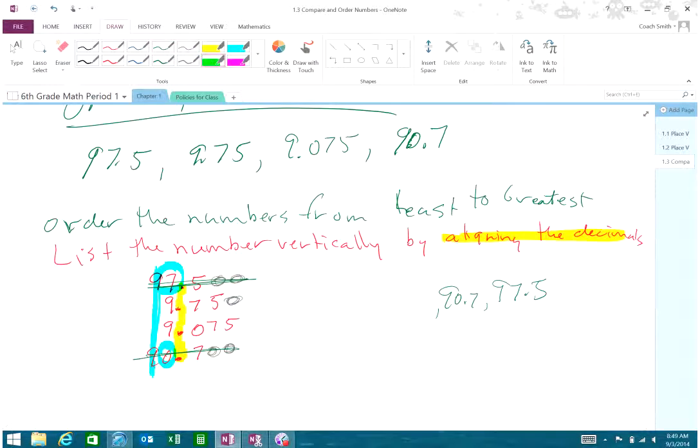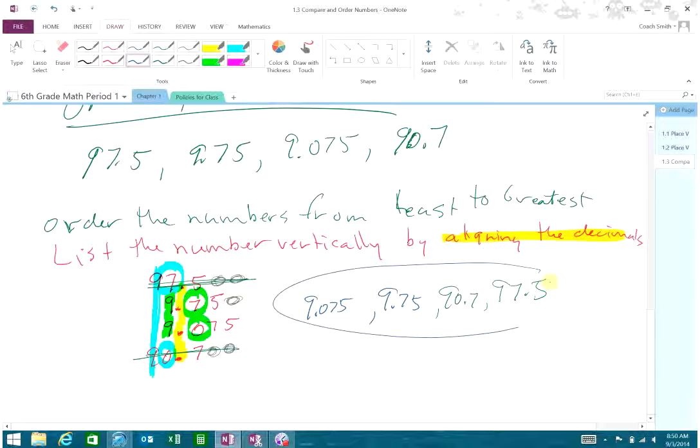Okay, and that moves me to the second 2 numbers. They both have a 9. But once again, if I go to the number after that, I have a 7 and a 0. So which is larger, 7 or 0? 7. So 9.75 goes there, and 9.075 goes there. And that is your answer from least to greatest.